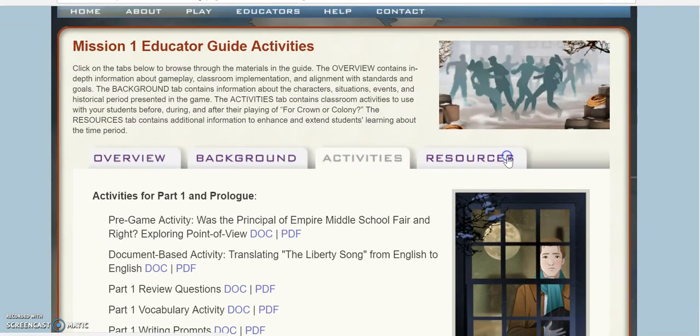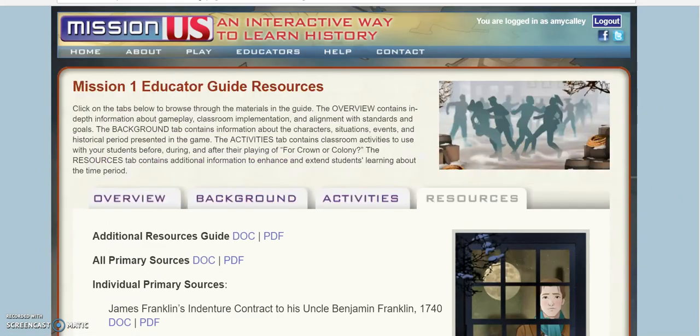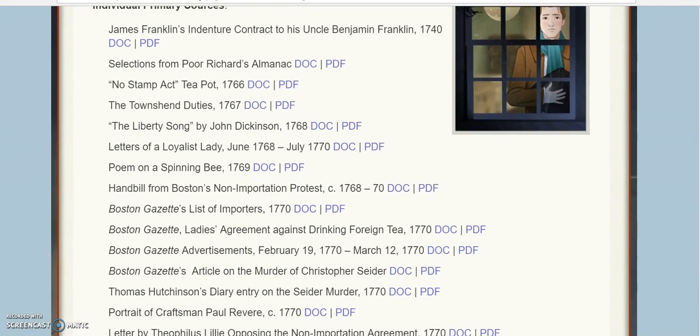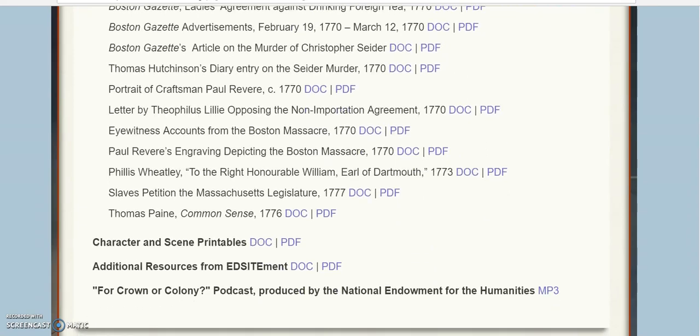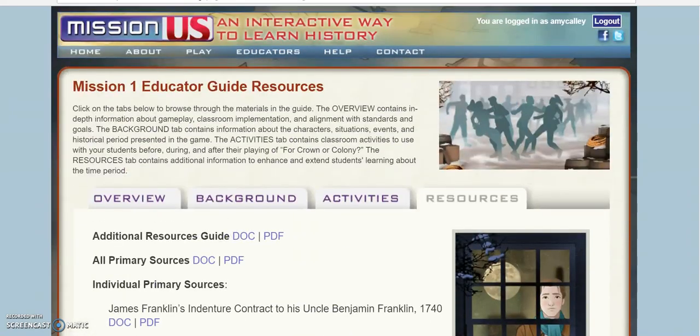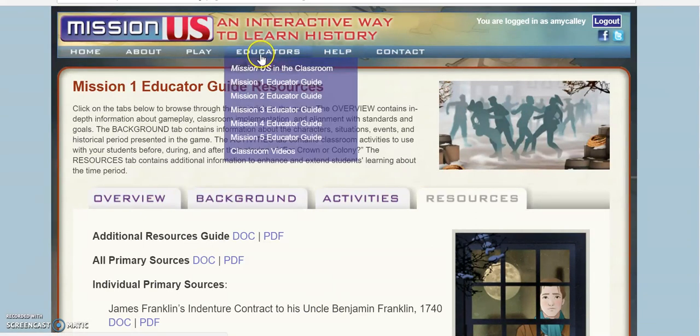And then, of course, the resources. These resources are mainly for teachers as they're giving students background information about the different time periods that are involved in the missions.